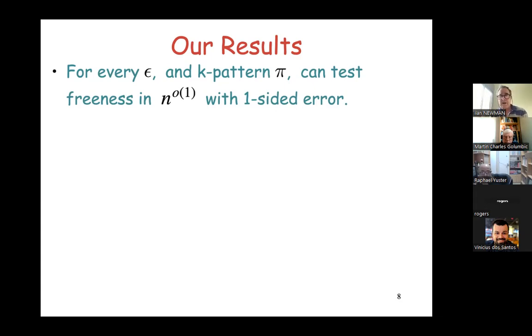A one-sided error algorithm is an algorithm that never errs for functions that have the property. And why doesn't it err? Because it will always find the pattern if the function is not pi-free. Namely, if the function is far from pi-free, it will find a pi appearance, and then it will reject. But it can never find a pi appearance if the function is pi-free, so it will never reject a function that is pi-free, and hence it will only err on functions that are far. And that will actually be important.